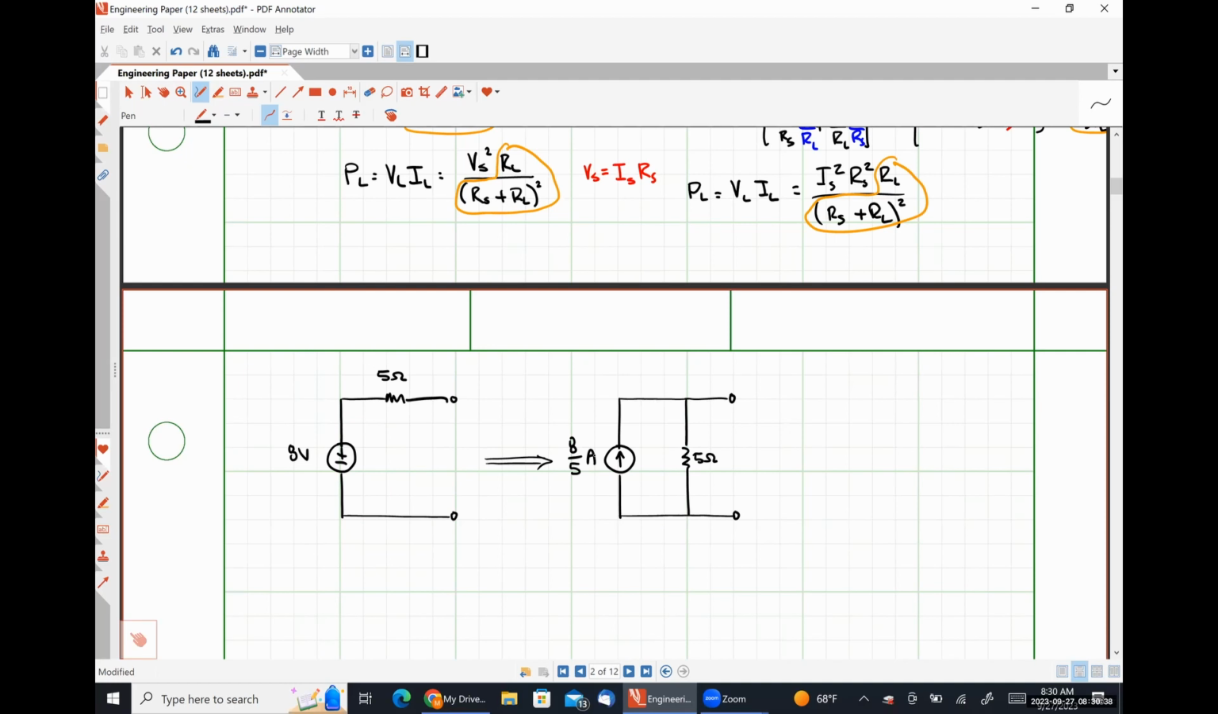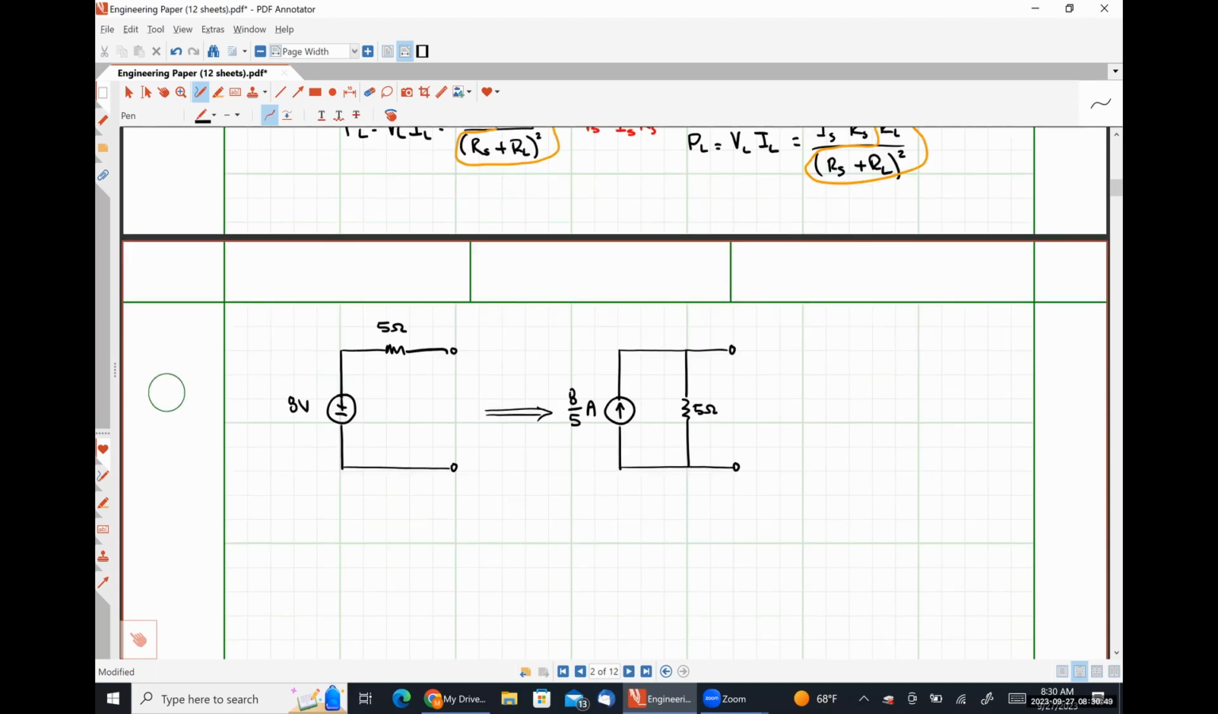So let's take a look at a big ugly circuit and use this particular transformation method to simplify the circuit down to something that we could actually solve.